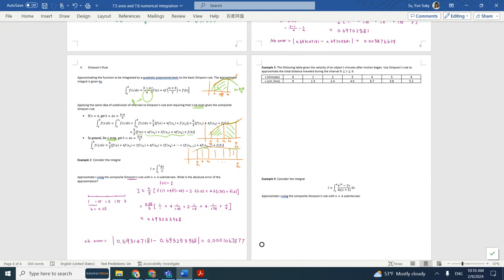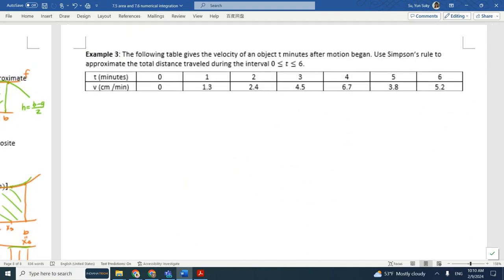Okay, any questions? Okay, so that is example 2. Any questions about example 2? All good? Okay, example 3.